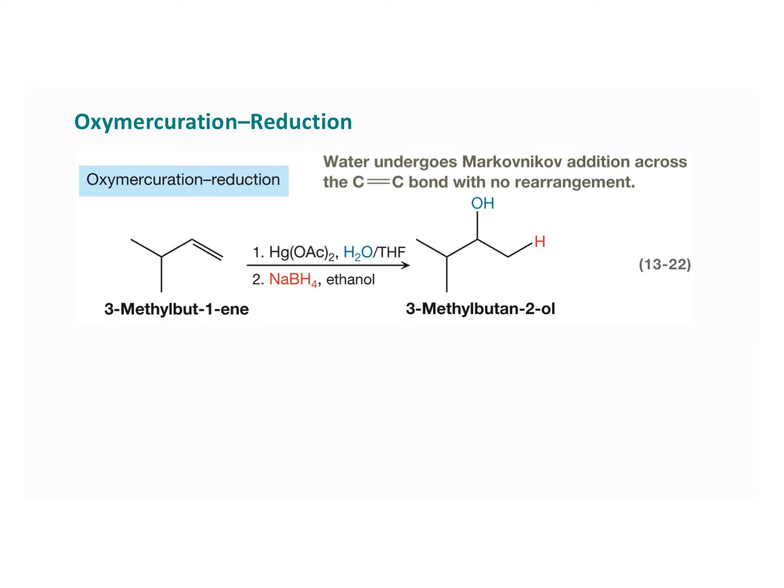What you notice here is the alkene is treated with mercury(II) acetate. And so that's what this is here. So that's mercury(II) acetate. Okay. And this is in a water tetrahydrofuran, which is a THF solution. So that's tetrahydrofuran, and that's just a common solvent.